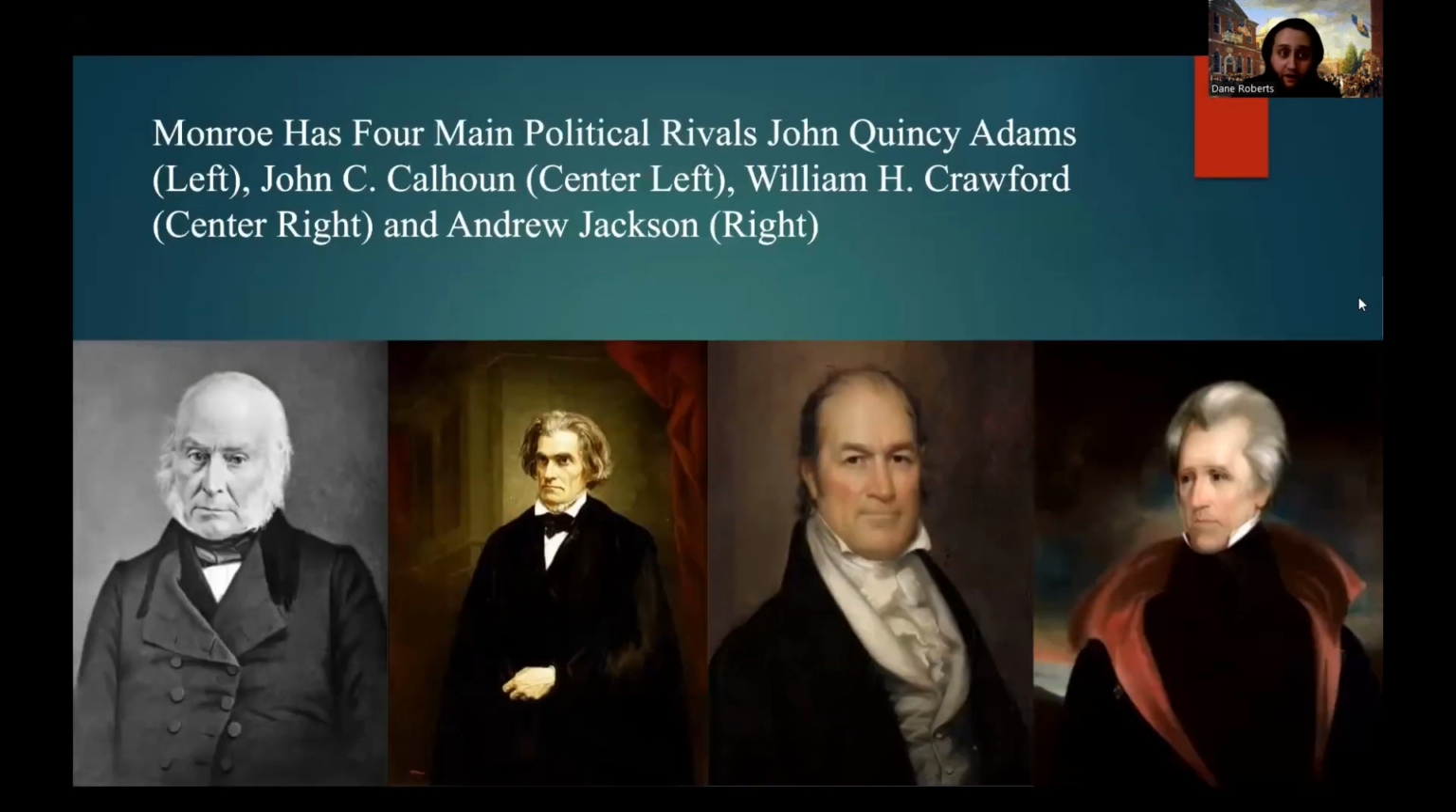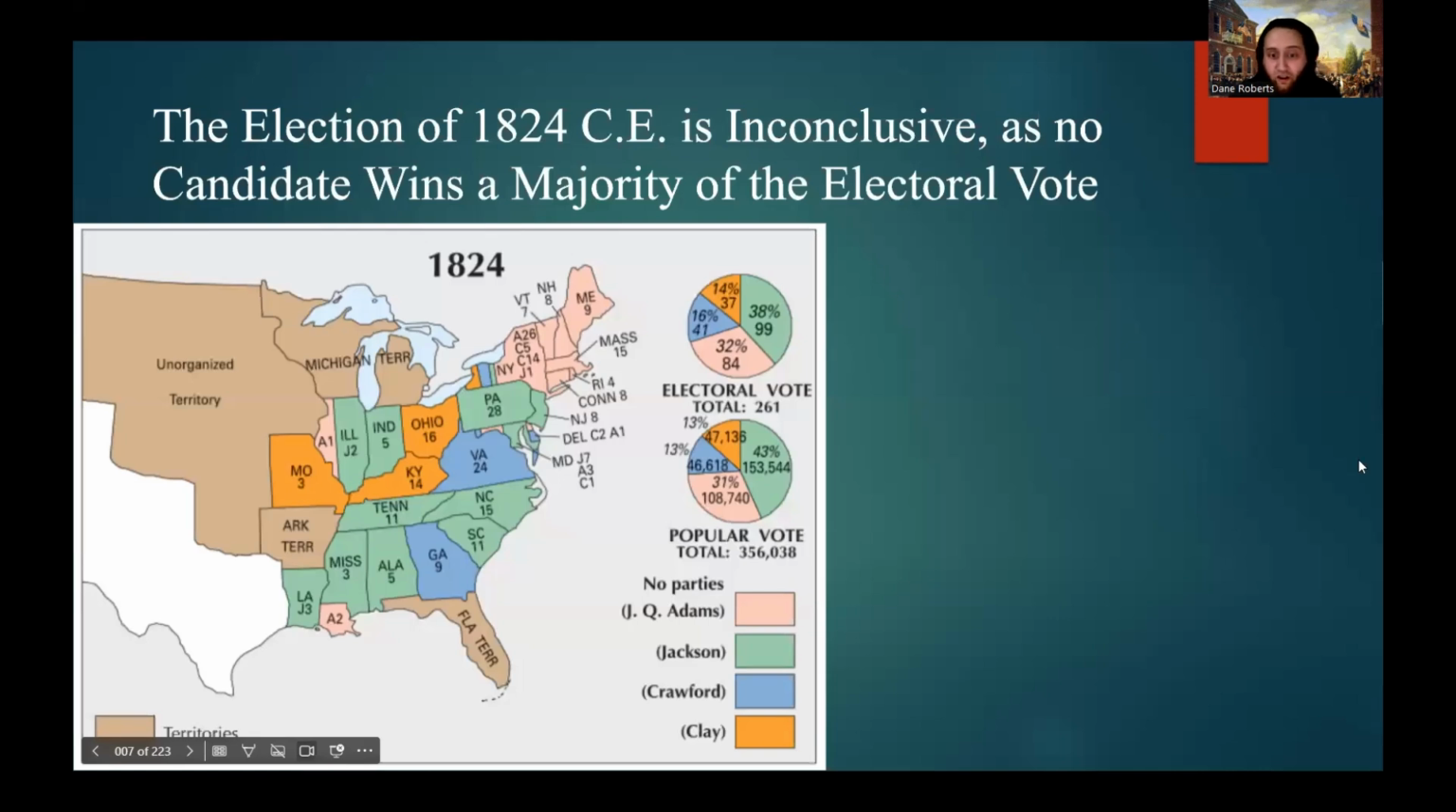In large part because of the Panic of 1819 CE, Monroe would begin to have four main political rivals, those being John Quincy Adams, John C. Calhoun, William H. Crawford, and Andrew Jackson. And this would eventually lead to an event in the election of 1824 CE, in which the election was inconclusive, as none of these candidates, Adams, Jackson, Crawford, or Clay, won the majority of electoral votes.